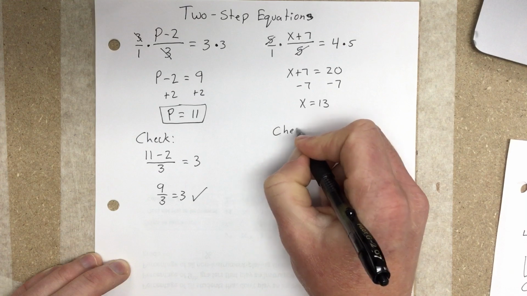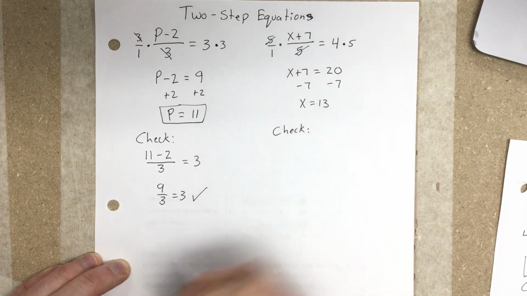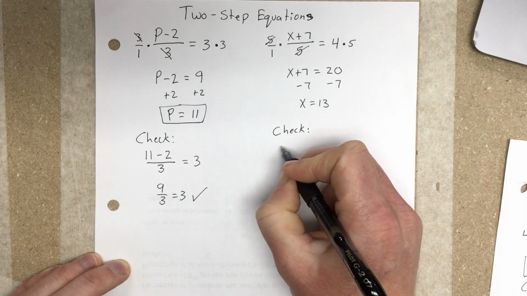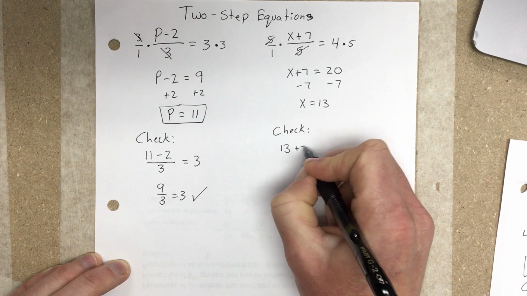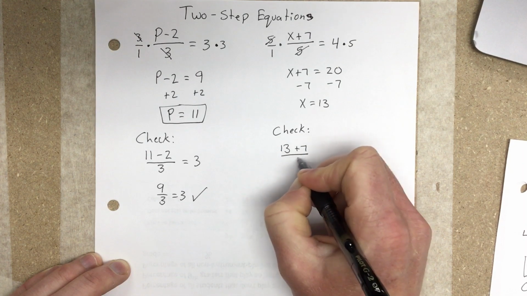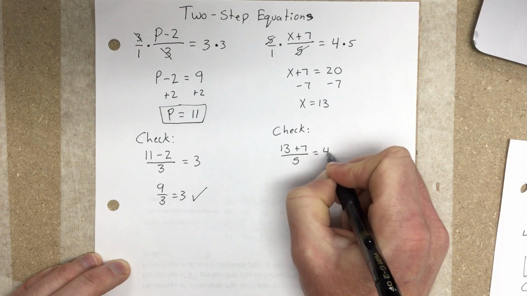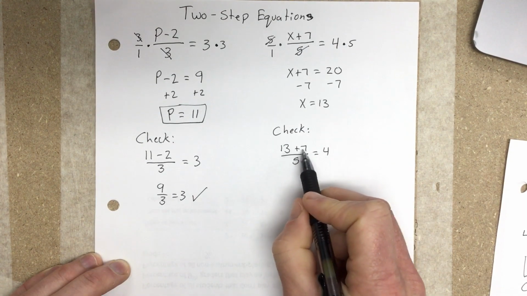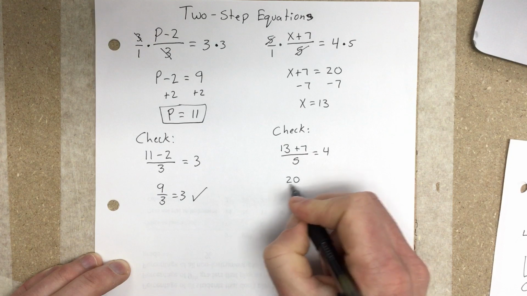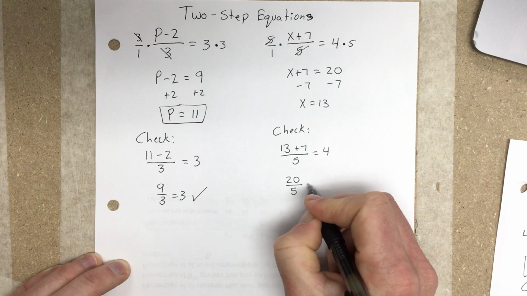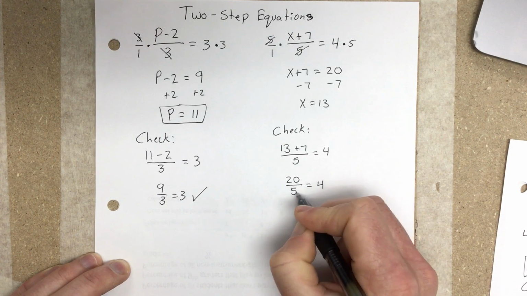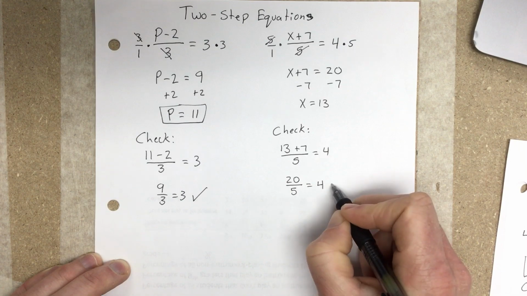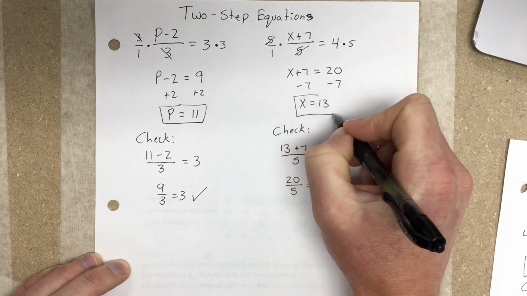I'm going to check my answer by plugging it back in. When I check it, I get 13 plus 7 over 5 equals 4. And I'm looking to see, does the left side equal 4? 13 plus 7, that's 20 over 5. Well, 20 divided by 5 is 4, so I can check that off, and this is my solution.